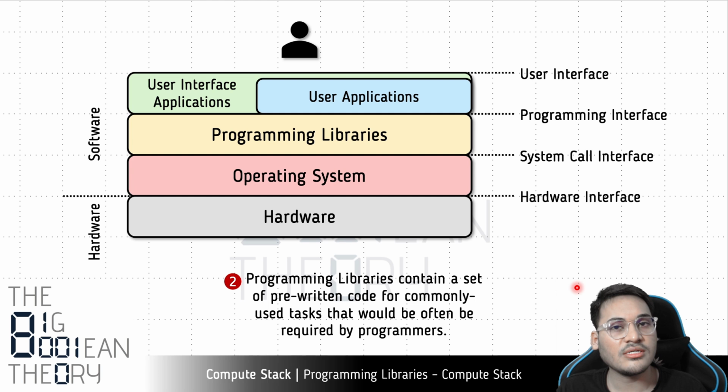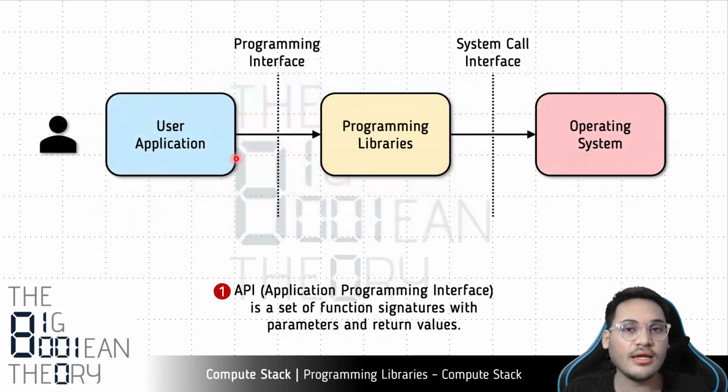Now as an application developer, you don't have to re-implement these operations again and again every time you write your code. What you can do is use the APIs exposed by these programming libraries in your application. The idea is to not reinvent the wheel again and again, right? By using this programming interface, this set of pre-written code provided by the programming libraries, your job as an application developer becomes much easier. Now we'll see how we can use these programming libraries in our code and what this programming interface looks like.